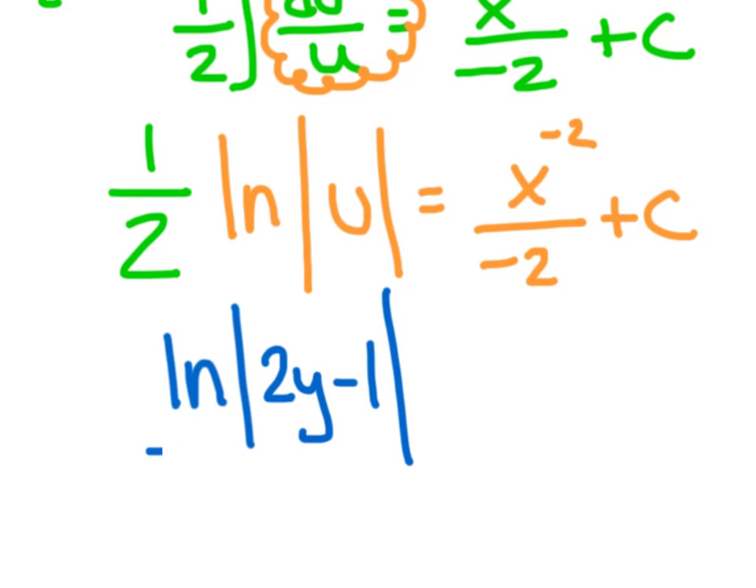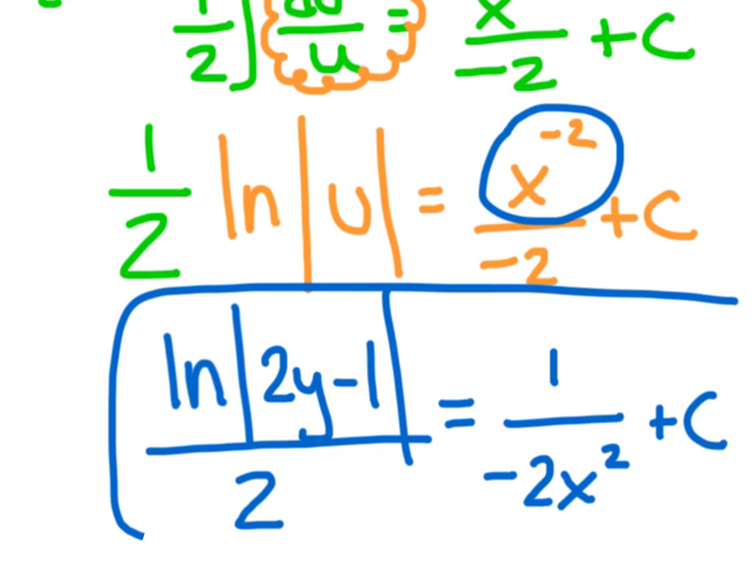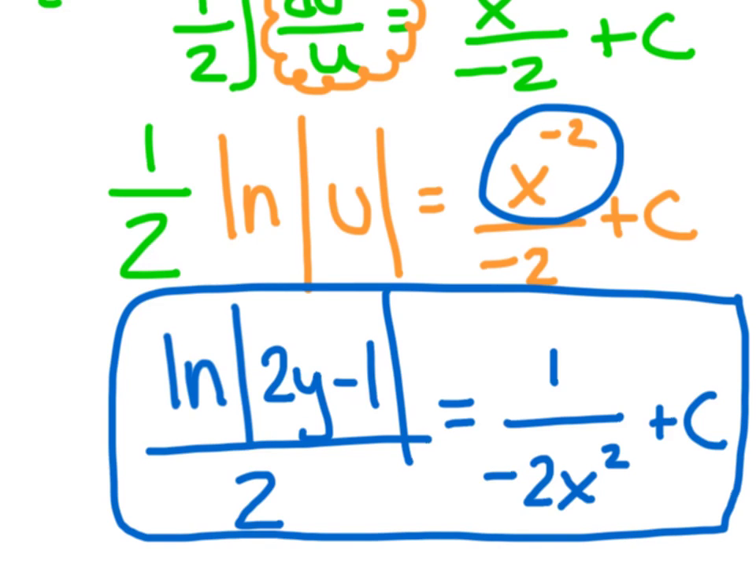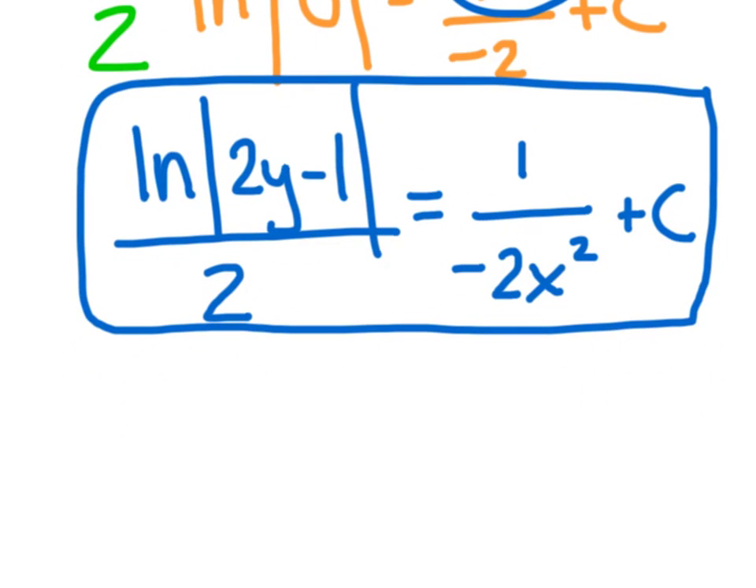And I'm going to say that's all that junk over 2, really 1/2 times that, equals, I'm going to move this x squared here to the bottom, of course. So I'm going to say that's 1 over negative 2x squared plus c. Okay, and let's go ahead and box that in. We've officially integrated and separated the variables. And now my job is to go get that value of c.